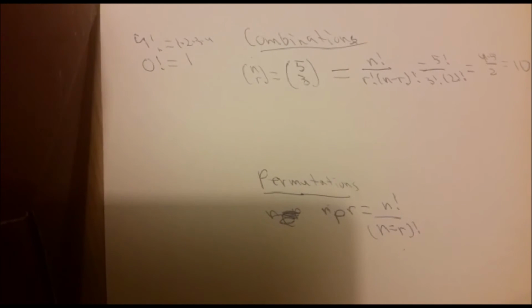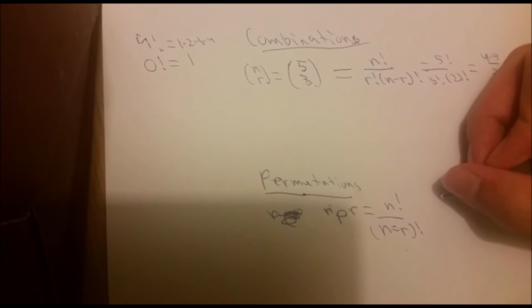Oh yeah, and a tip: for combinations, anything choose 0, so let's say 5 choose 0, that's always 1. Anything choose itself is also 1. Because there's only one way you can choose 0, and there's only one way you can choose all 5 of them if you have 5. That actually says 5 choose 5. That's 5 choose 0. But you can't really see it right now.